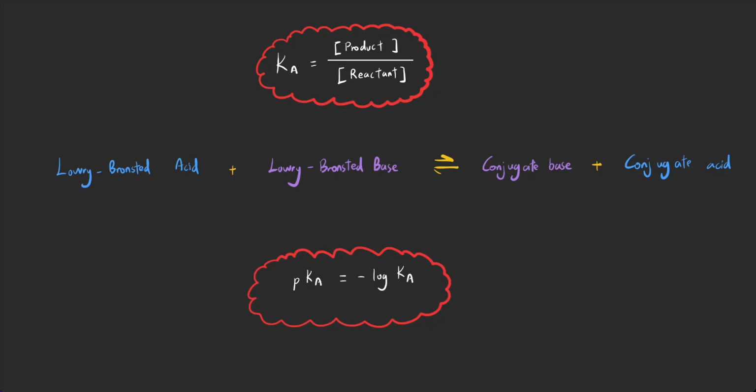So today we are going to introduce the fundamental principle in organic chemistry, specifically in acid-base reactions, which is the Ka and the pKa. So before we introduce them, let's talk about the Bronsted acid and the Bronsted base.